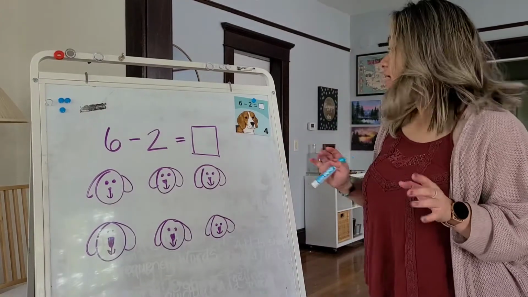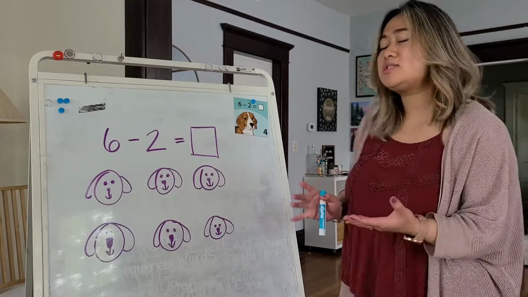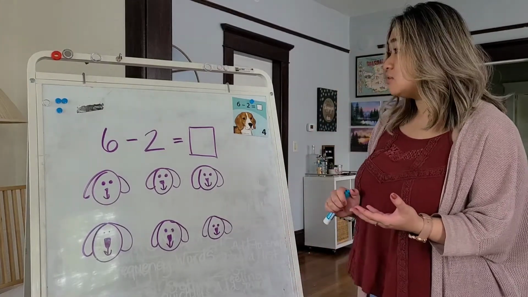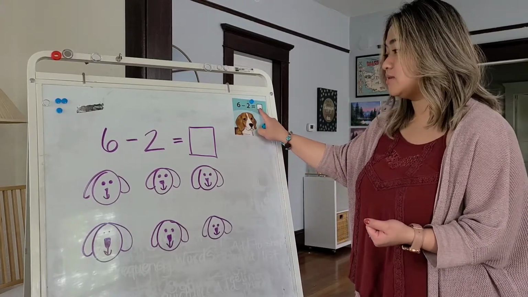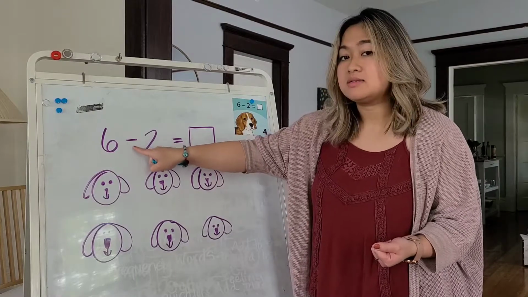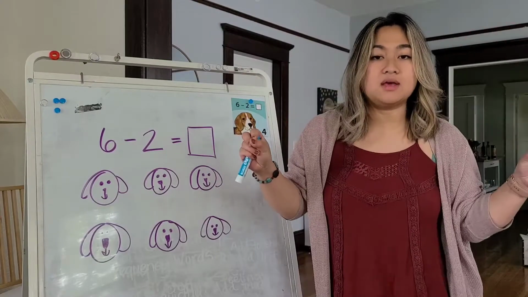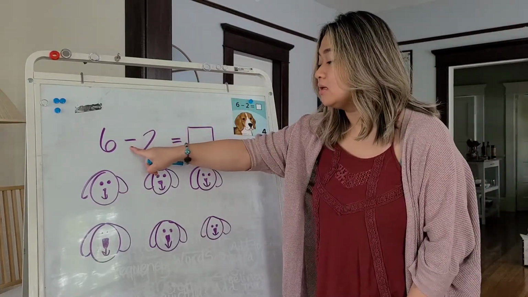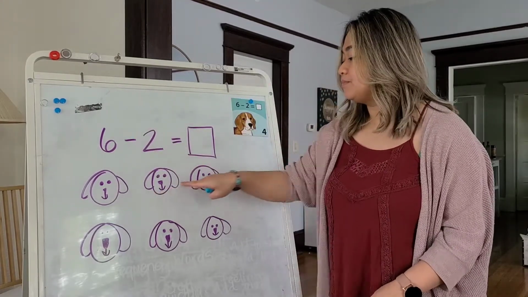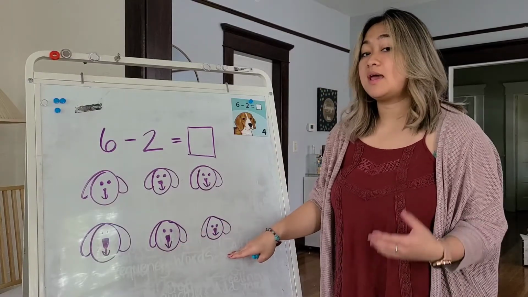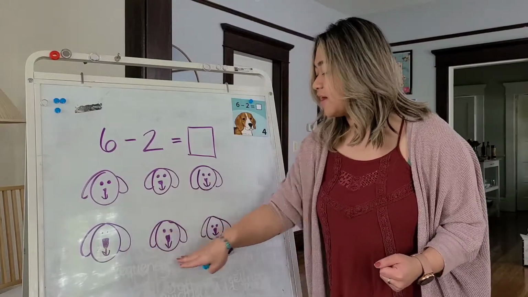Okay, so on my easel, I have written the equation one more time, and I've drawn a picture to match. So let's talk about what this equation means. This equation says 6 minus 2 equals box. Well, I see a minus, and I know that minus means we're taking away. So we're taking away 2 from 6. I have 6 dogs. And maybe we should count them, double check. 1, 2, 3, 4, 5, 6.